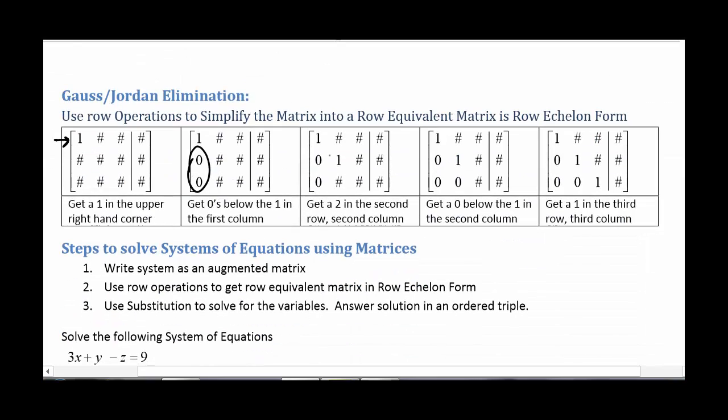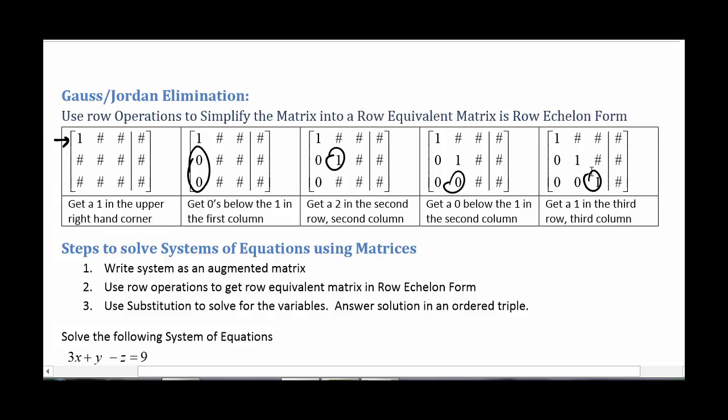So once I've got the first column done, then I go to the second column. Do the same thing. If I can row swap it, great. And if not, then multiply by something to get a 1 there. Then I do the 0, and then I do the 1.